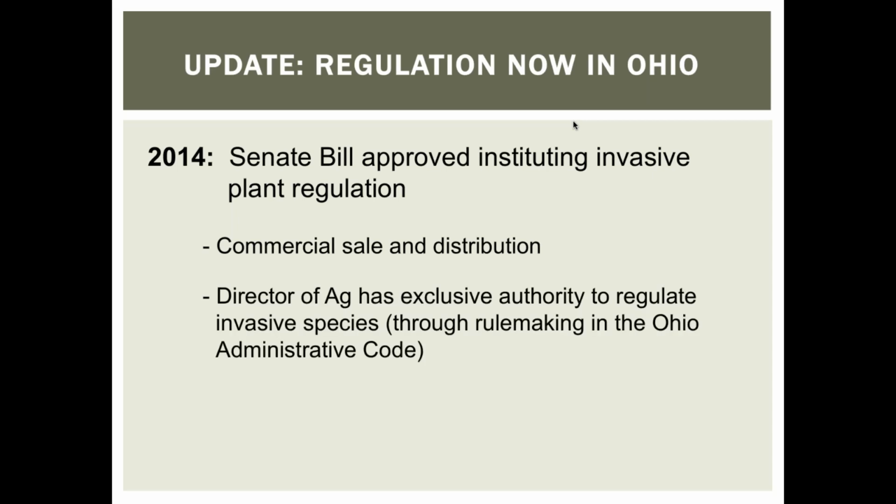This is a little different than other states that went through regulation, and for us at least, it's been working for the most part. The Director of Agriculture has exclusive authority to regulate invasive species, through a rulemaking process under the Ohio Administrative Code. The nice thing is that we don't have to undergo a state vote in the legislative house on a list. It is run through the Director of Agriculture.